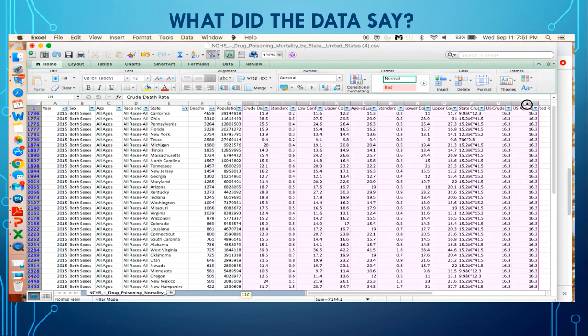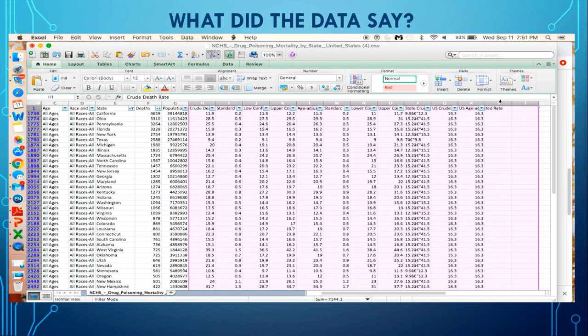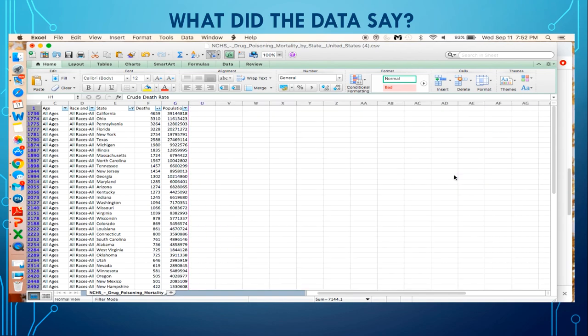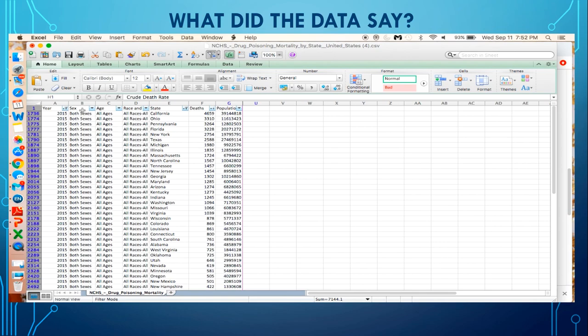So this still leaves us with a lot of data that we don't need. So we highlighted all of the data that we aren't using, and we hit delete, leaving state, the year 2015, both genders, all ages, deaths, and population. This gave us a data set that was much easier to read and digest. And from this, we were able to see that in the year 2015, California was at the top of the data set.